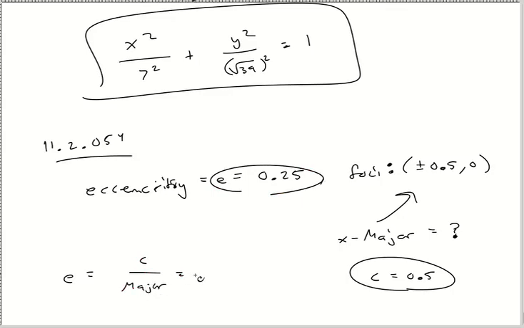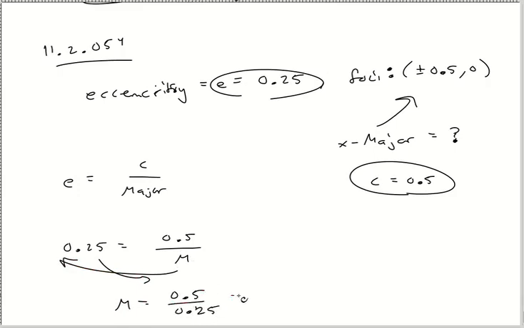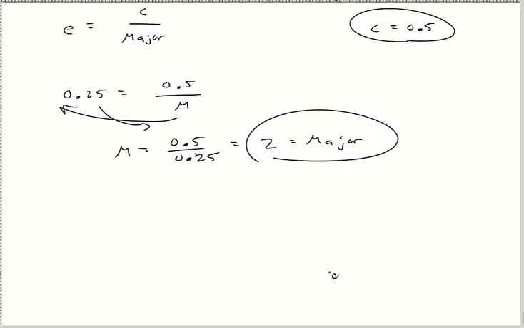And so then I got 0.25 is equal to 0.5 divided by major. I'm just going to use capital M if that's okay. Solve for capital M, so I'm going to move these over. Capital M, major, is 0.5 over 0.25. And I divide those out, and I get a 2. So that's my major. And notice again, that's an X major. Okay, so that's a handy thing to know.